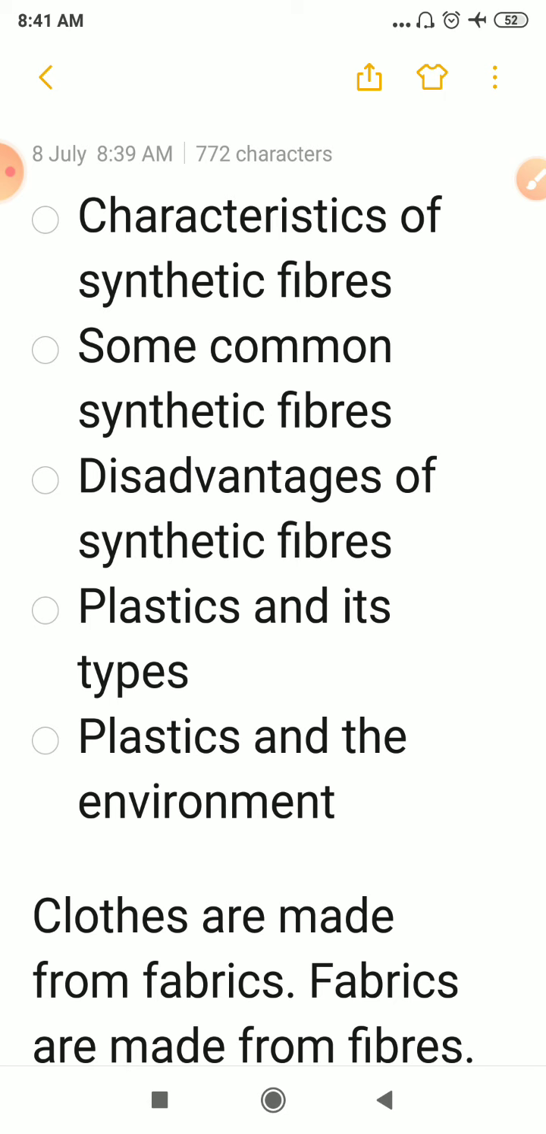We have already discussed in earlier classes the importance of cloths and how cloths are prepared from fabrics and how these fabrics are prepared from fibers. What is the importance of cloths? Early men did not wear cloths. They covered their body with big leaves, animal skins, and bark of trees.